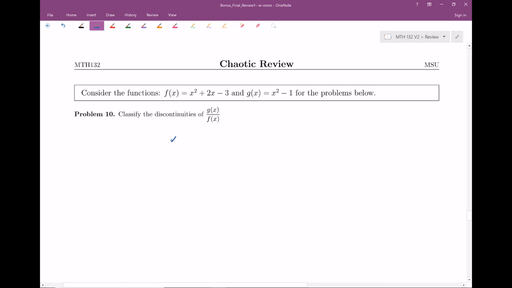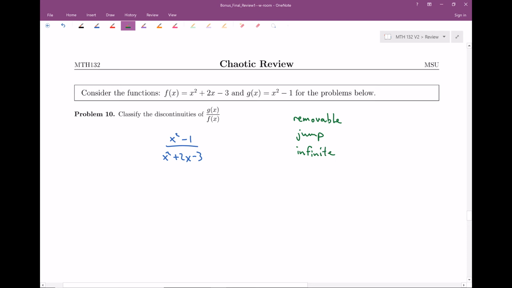g of x again is x squared minus 1, and f of x is going to be equal to x squared plus 2x minus 3. So there were three types of discontinuities that we need to remember about. There are removable, there are jump, and there are infinite.